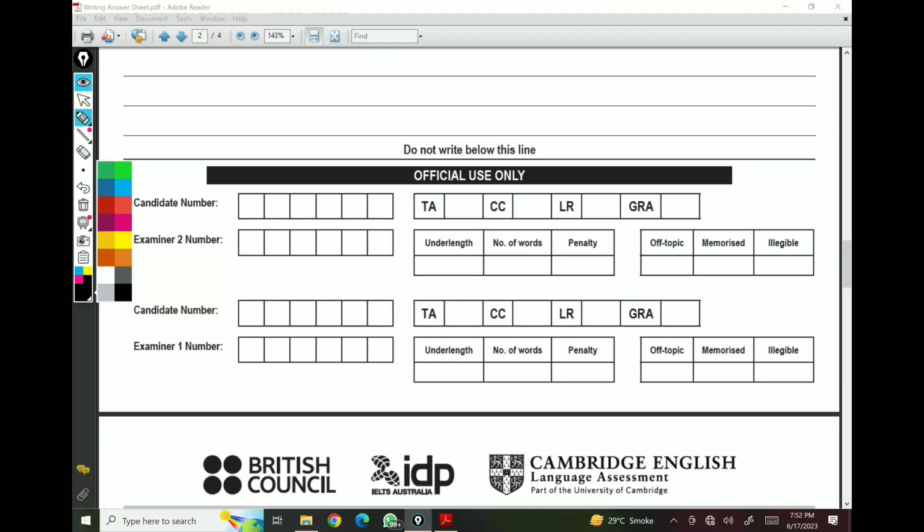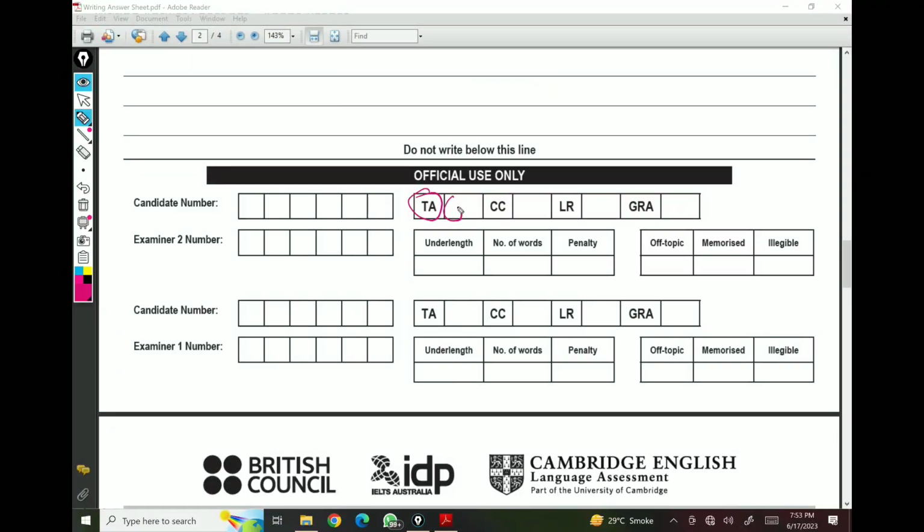Let's make a start. Now the first point is task achievement. They give you a band score in task achievement. Task achievement means how thoroughly you cover the topic. For example, if they give you 6 in task achievement, and I've read somewhere that in task achievement there is no half band, I don't know if it's right or wrong, they give you 6, 7, 8, no half band in task achievement.